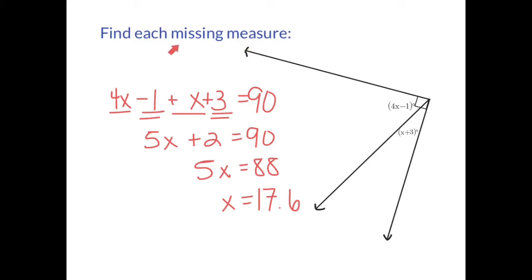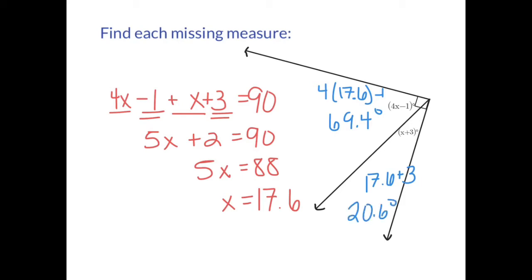But to actually find the angle measures in there, which is what the question is asking, finding each missing measure, I'm going to go ahead and plug the x into both of those. So 4 times 17.6 minus 1, don't forget the point there, and then 17.6 plus 3. It definitely looks like we're going to have decimal answers for both of those. So up top here, the 4 times 17.6 minus 1 is going to be 69.4 degrees. 17.6 plus 3 will be 20.6 degrees.